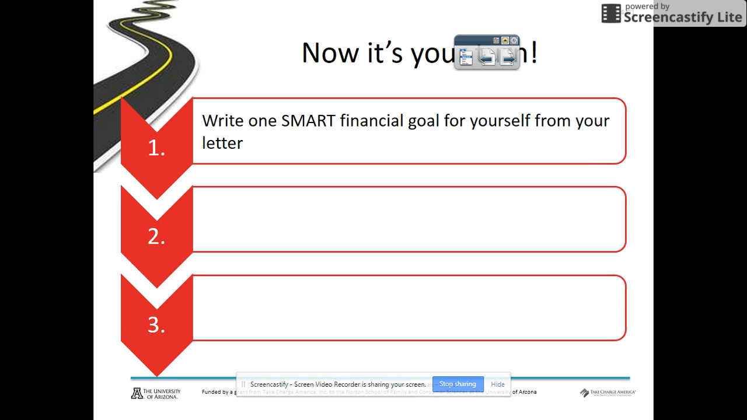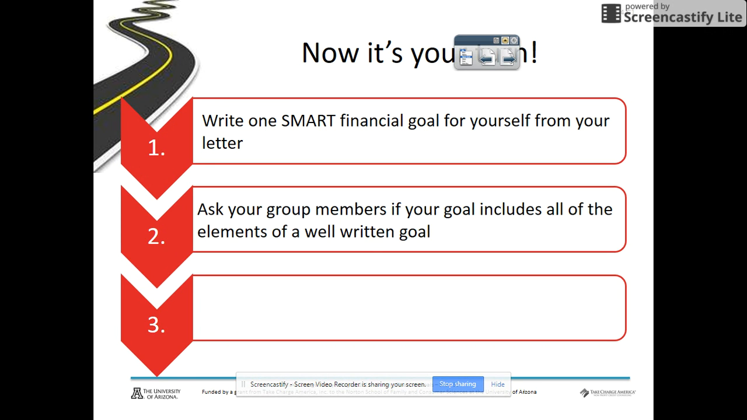Okay, so now it's your turn. You're going to write a SMART goal for yourself. And we are going to do this as a class assignment. So once we get our note-taking guide done, that will be one of the activities in this setting financial goals lesson.